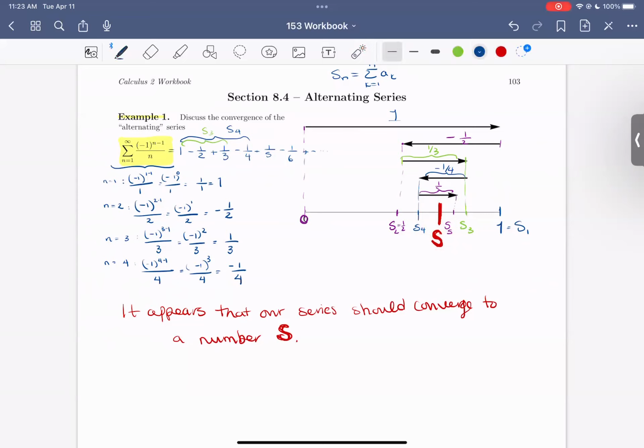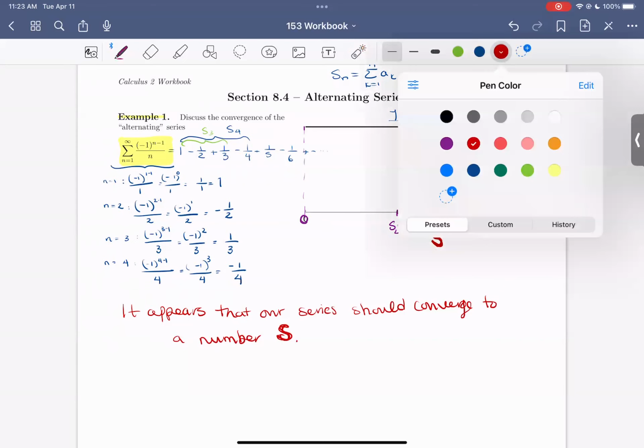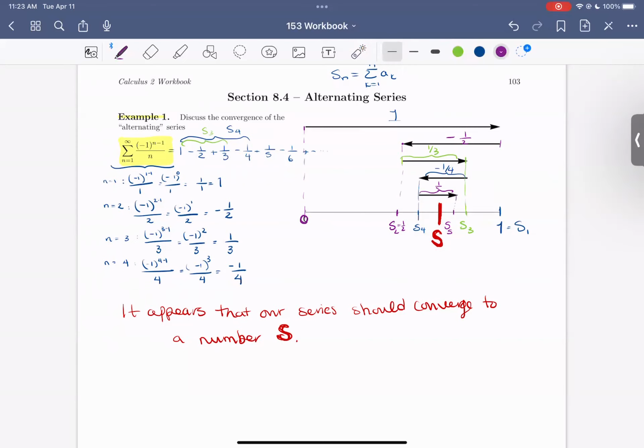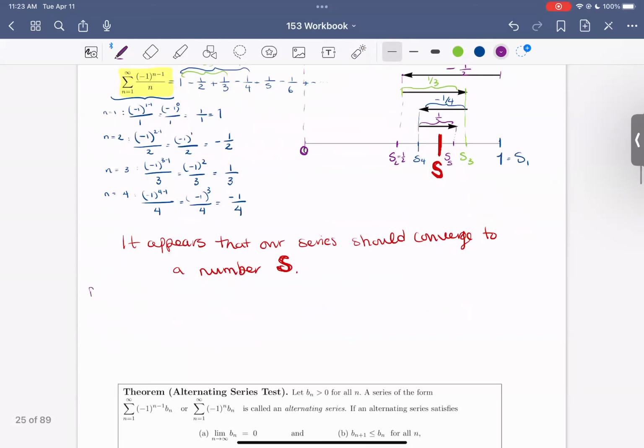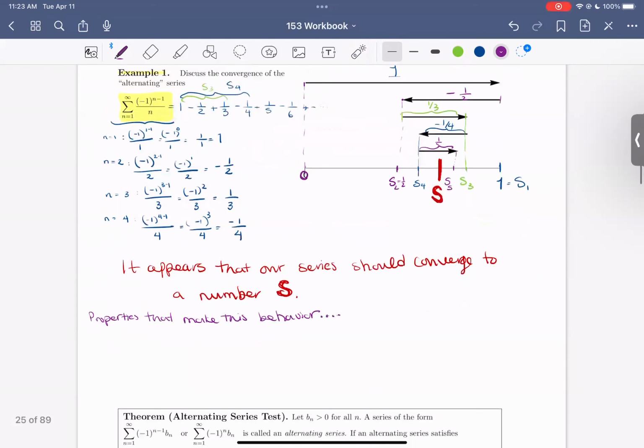So what are some properties of our series that make this behavior happen? So I'm going to write properties that make this behavior. So I encourage you to pause the video and think for yourself, what are some properties of our terms that are providing us with this behavior that we're seeing? But let's discuss together now.